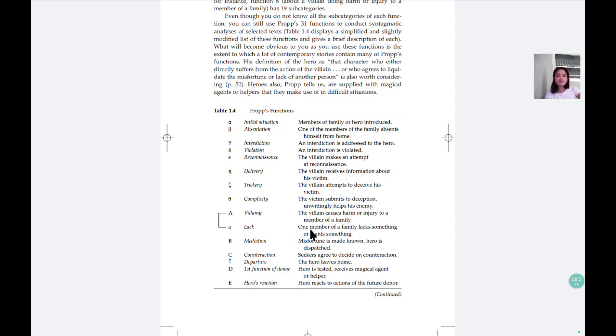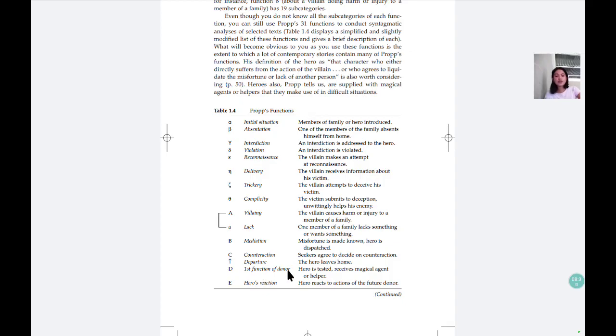Next is lack. One member of the family lacks something or wants something. Next is mediation. Misfortune is made known. Then beginning counteraction. The seeker agrees to or decides upon counteraction. Departure. The hero leaves home.